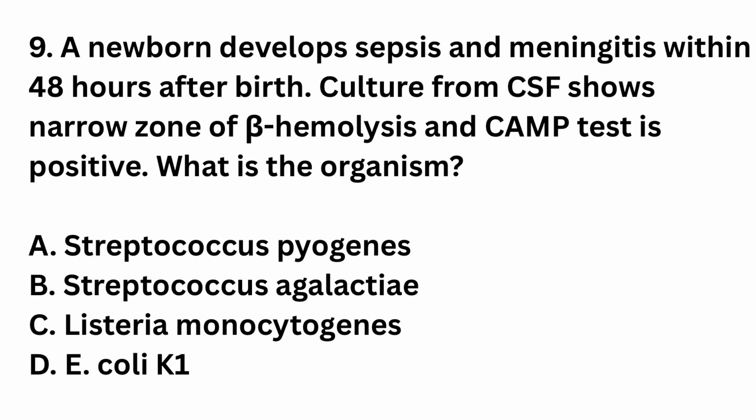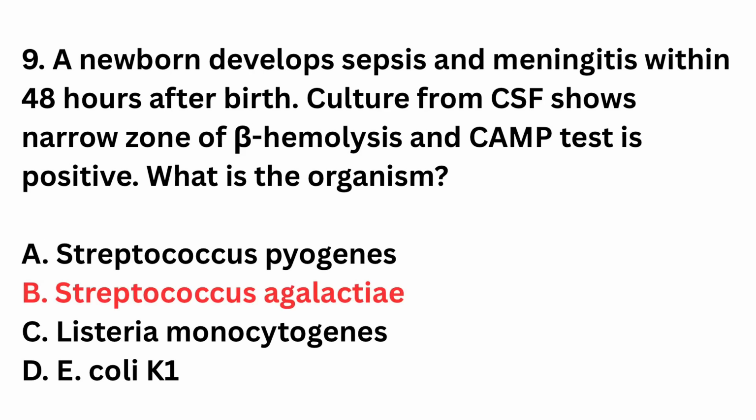Question number 9. A newborn develops sepsis and meningitis within 48 hours after birth. Culture from CSF shows narrow zone of beta hemolysis and CAMP test is positive. What is the organism? Streptococcus pyogenes, Streptococcus agalactiae, Listeria monocytogenes, E. coli K1. The right answer is option B, Streptococcus agalactiae.